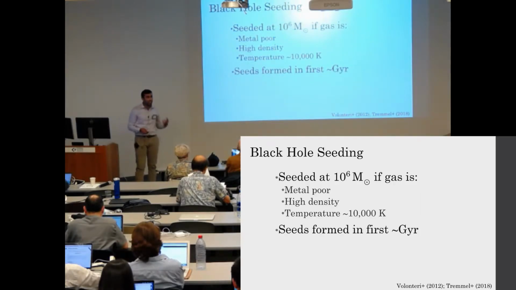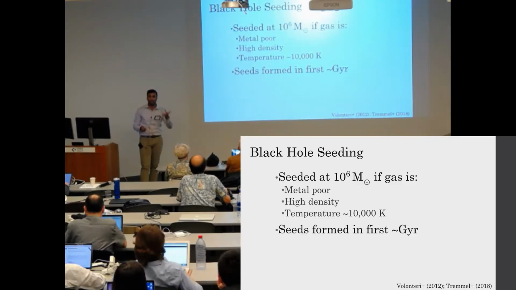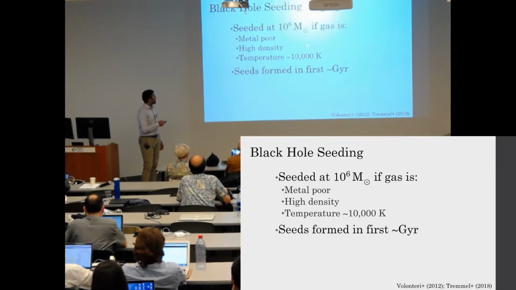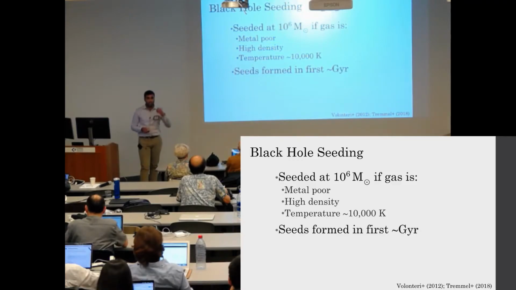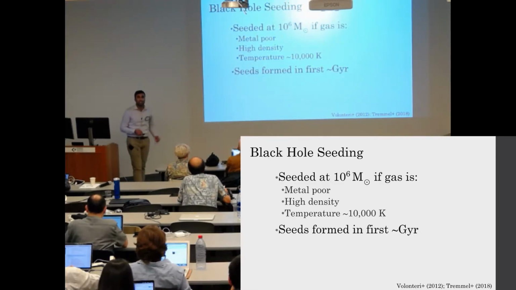For the actual seeding itself, we seed all of our black holes at a mass of 10 to the 6th, and the seeding is tied directly to the environment. Rather than placing black holes, we seed black holes based entirely on properties of the environment that the gas is sitting in. If the gas is metal poor, very high density, and the temperature is something like 10 to the 4 Kelvin, you have the conditions required to seed a black hole. What we find is that the majority of black holes seeded in Romulus are seeded within the first gigayear of the simulation.